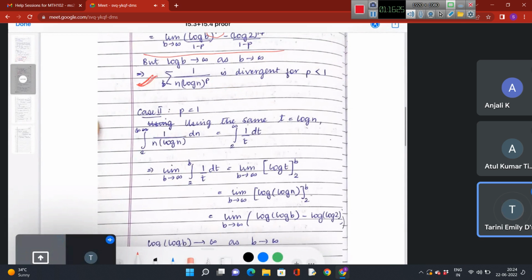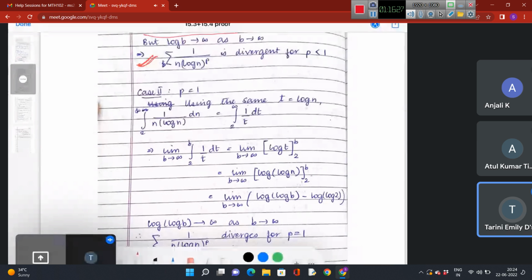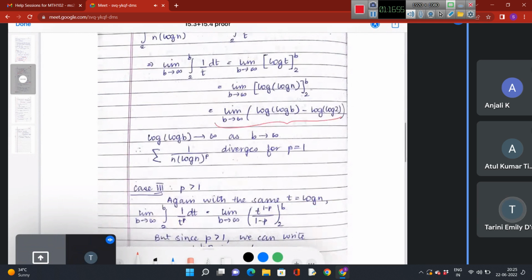We use a similar approach in the case of p equal to 1, using the same substitution. We just don't get that 1 minus p as the power, it's directly the log. We know that the integral of 1 by t dt is log t. Again, for the log of log 2 the limit exists, but the limit will not exist for the log of log b part. It will diverge, and so by the integral test, the series will also diverge for p equal to 1.